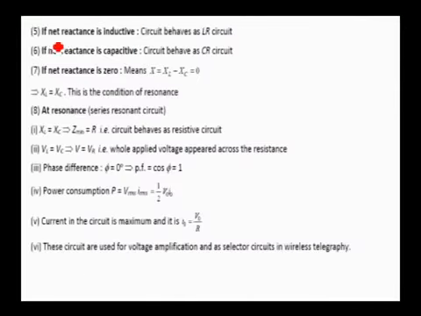Now, what if there is only inductive reactance? We have no capacitor, this is the LR circuit. What if the reactance is only capacitive? We have only CR circuit. What if the net reactance is 0? That means XL and XC, if both are same, the net value will become 0. When this XL and XC are equal, it is the condition of resonance.